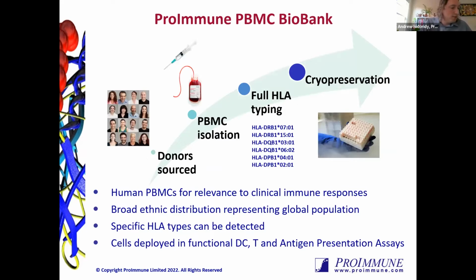So to focus in on the adaptive side, we utilize our ProImmune PBMC biobank. This is a series of cryopreserved PBMCs that we've generated from tissue from the National Health Service Blood and Transplant Service in the UK. These PBMCs have been isolated, fully typed, and cryopreserved by ProImmune, and so they're very high quality. And we have a really nice sense of their HLA distribution as well.